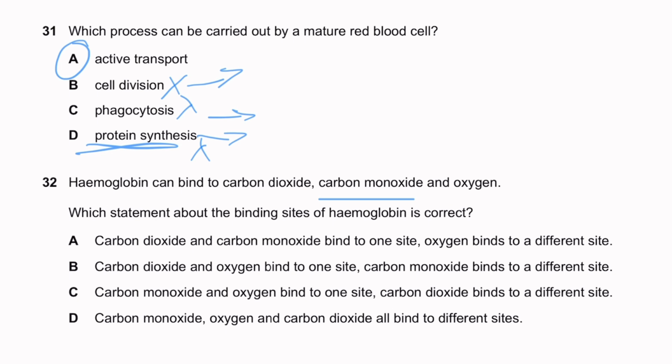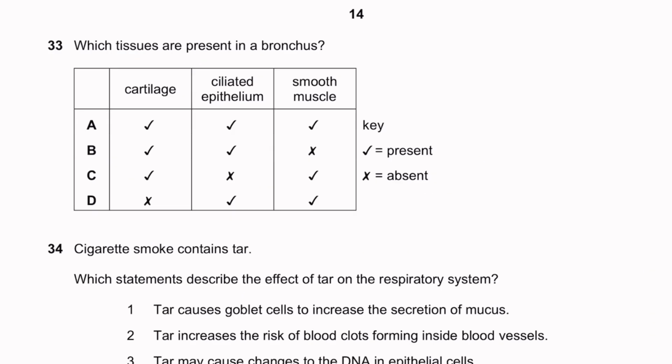Which statement about the binding sites of hemoglobin is correct? Carbon dioxide and carbon monoxide bind at one site, and oxygen binds at a different site. Actually, no. Carbon dioxide binds at a different site, and oxygen and carbon monoxide will bind at the same site. So that is what this says, I think. Yes, perfect. Okay. Which tissues are present in the bronchus? Cartilage, serrated epithelium, smooth muscle.